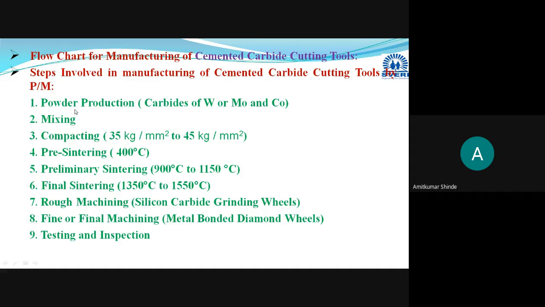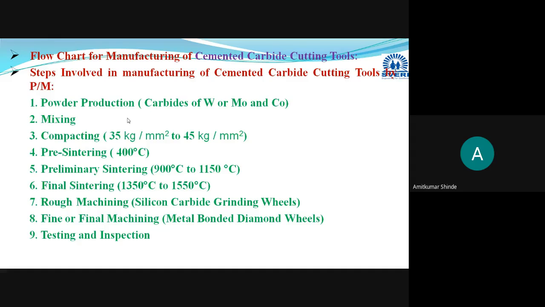Then in the next stage, the mixing stage, a uniform and homogeneous mixture of these is obtained in the mixing or blending process, by using different mixers or blenders. During this process you have to add some lubricants. Lubricants used here are paraffin wax in petrol, which can be used as a lubricant, or you can go for camphor in ether.